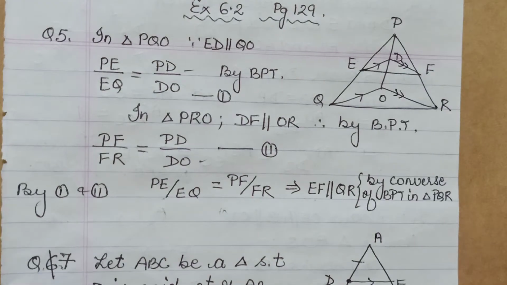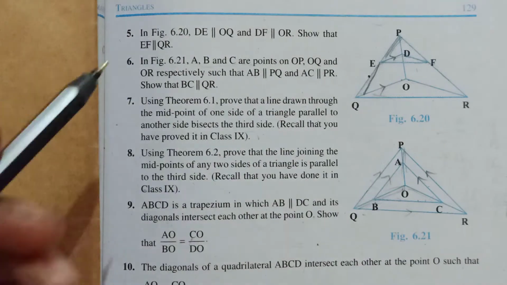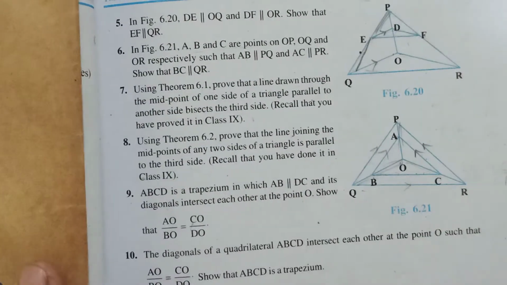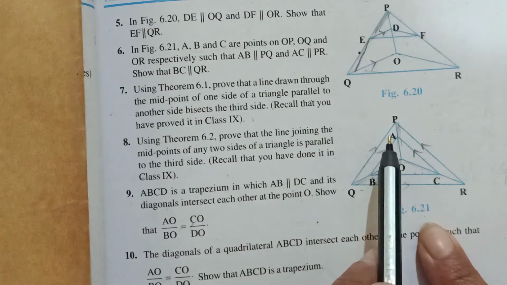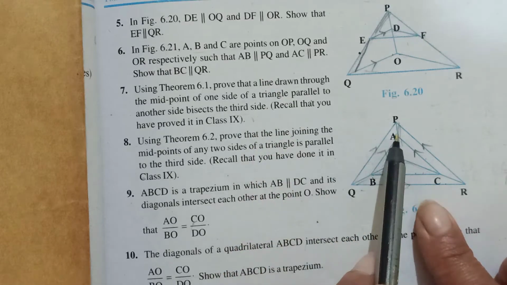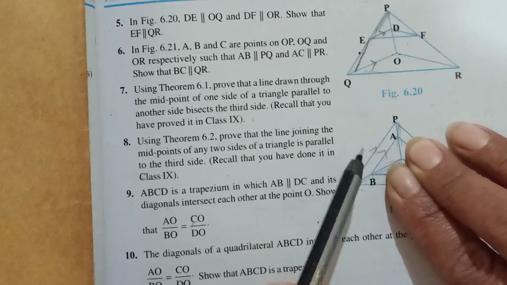Sixth question I have left, children, because the same logic is applicable. Now you try to write it on your own. I'll just show you the figure and give you a hint. This is the figure for the sixth question, and again they have told you that AB is parallel to PQ. First you will focus on this triangle. Forget about the rest of it, only this much.